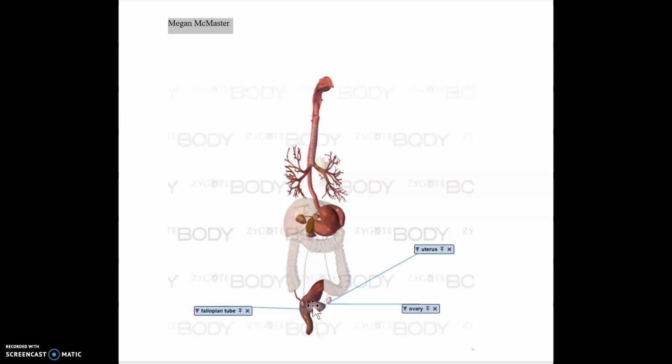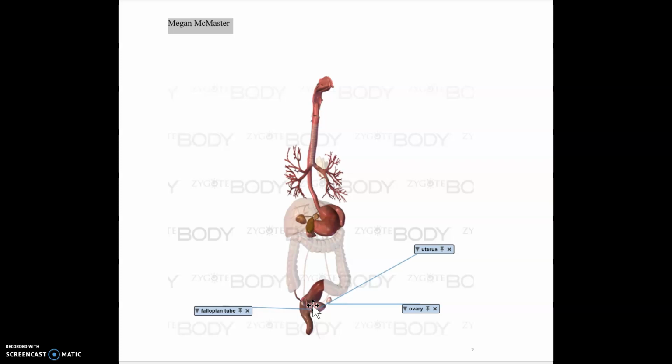Connected to the superior lateral region of the uterus are the fallopian tubes. Uterine tubes or oviducts are other names for the fallopian tubes. During ovulation, fimbriae sweep the ovarian surface, catching the oocyte. It is then carried through the fallopian tubes.